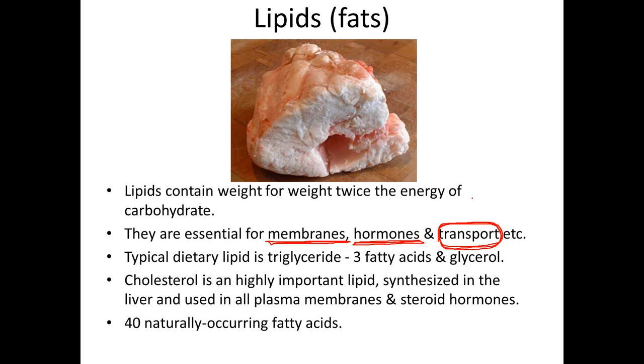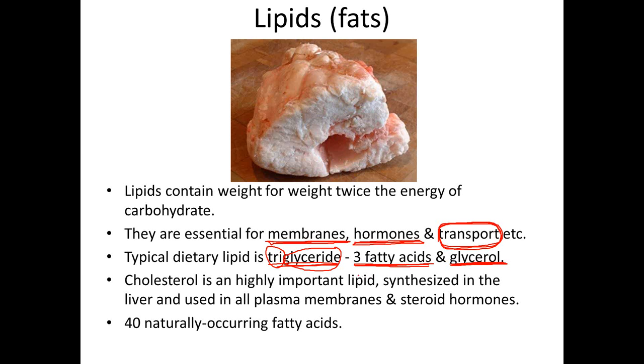Now, we eat lipids typically in the form known as a triglyceride. The tri portion of this signifies that it's made up of three units of fatty acids. And the glyceride portion is that it contains glycerol. So this is the typical dietary lipid. So this is the typical absorbed fat from our diet.